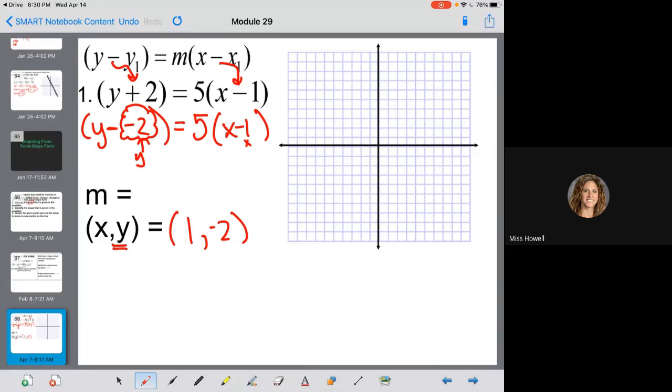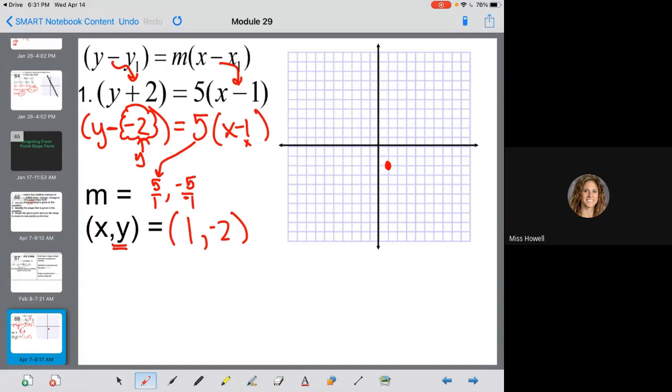It has nothing to do with rising up and running out. It's giving us a specific location in our coordinate plane, which says go to the right 1, down 2, right? That's how we plot from an ordered pair, so be careful. The 5 is our slope. So 5 over 1 or negative 5 over negative 1.